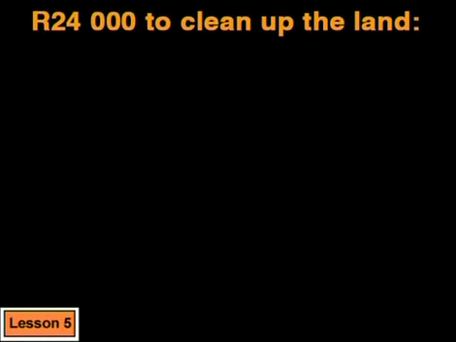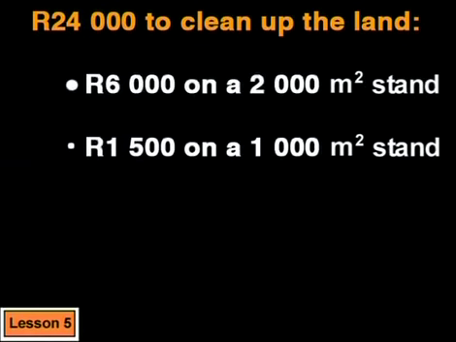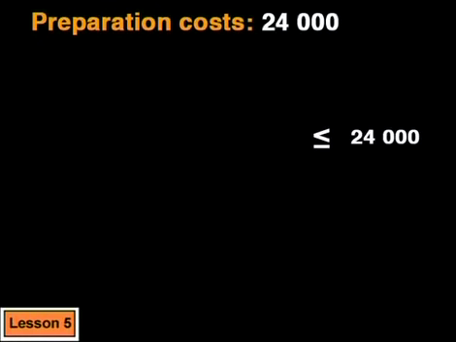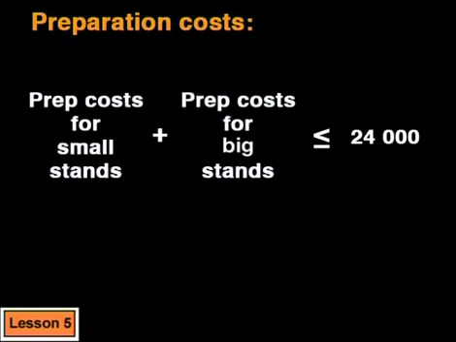Now let's look at the next part of the problem. The developer has a budget of 24,000 rand to clean up and fence the plots so that they can be sold. For various reasons, he will need to spend 6,000 rand on the larger stands and 1,500 rand on the smaller stands. We'll call this the preparation costs. We know that he wants to spend no more than 24,000 rand, so we can write less than or equal to 24,000. So the preparation cost for the smaller stands and the preparation cost for the bigger stands together must be less than or equal to 24,000 rand.